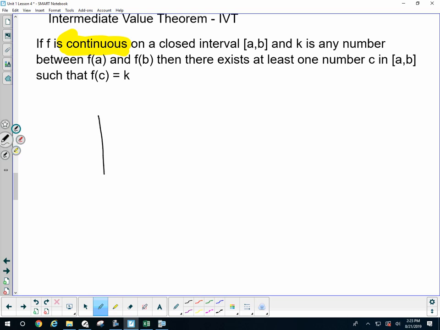Let's say you have a function. And you know that this function is continuous.